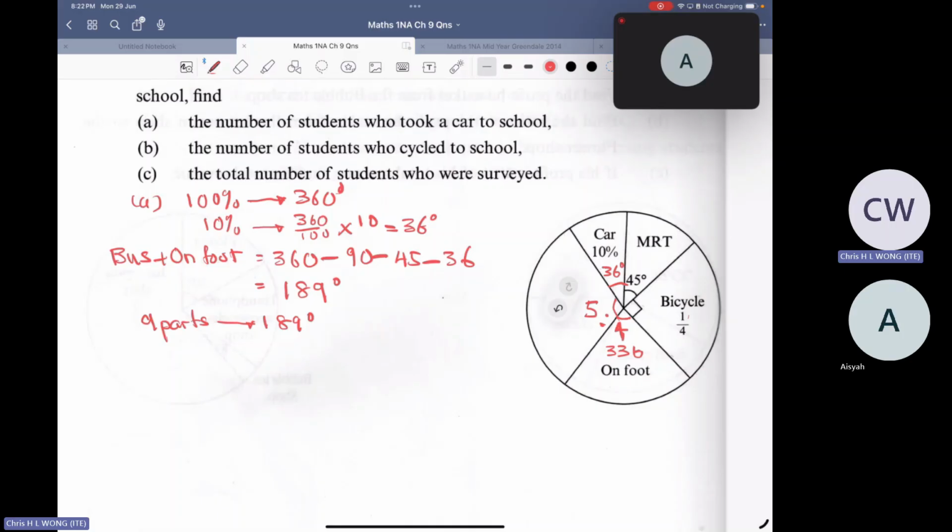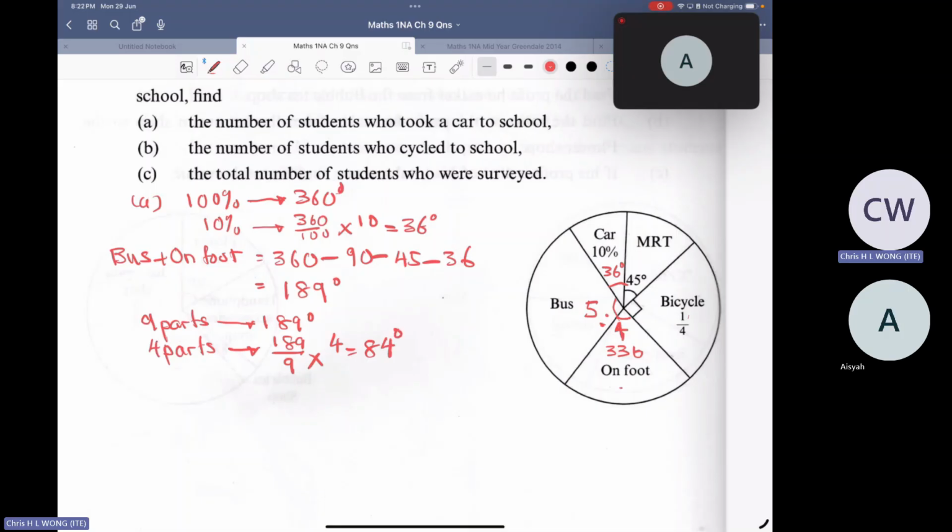So I find how many degrees is this? 9 parts give you 189 degrees. All I need to do is to find 4 parts. 4 parts give you 189 divided by 9 times 4, which gives you 84 degrees. So this is not the answer yet.